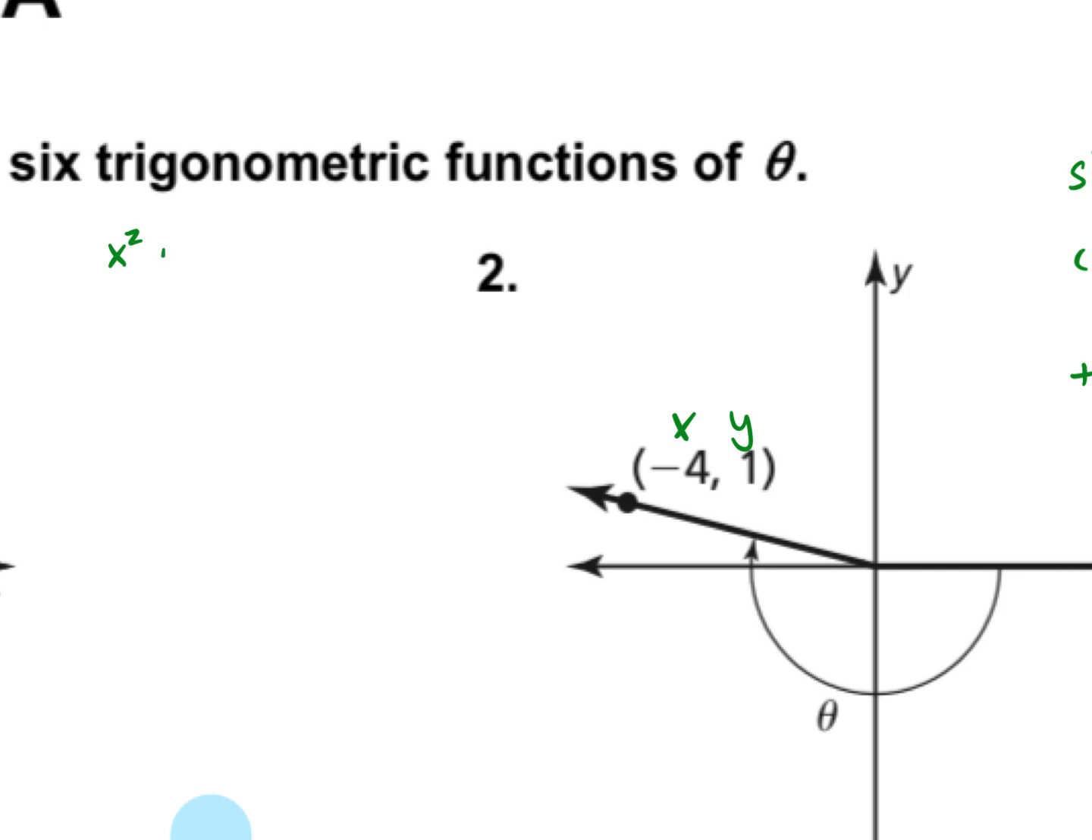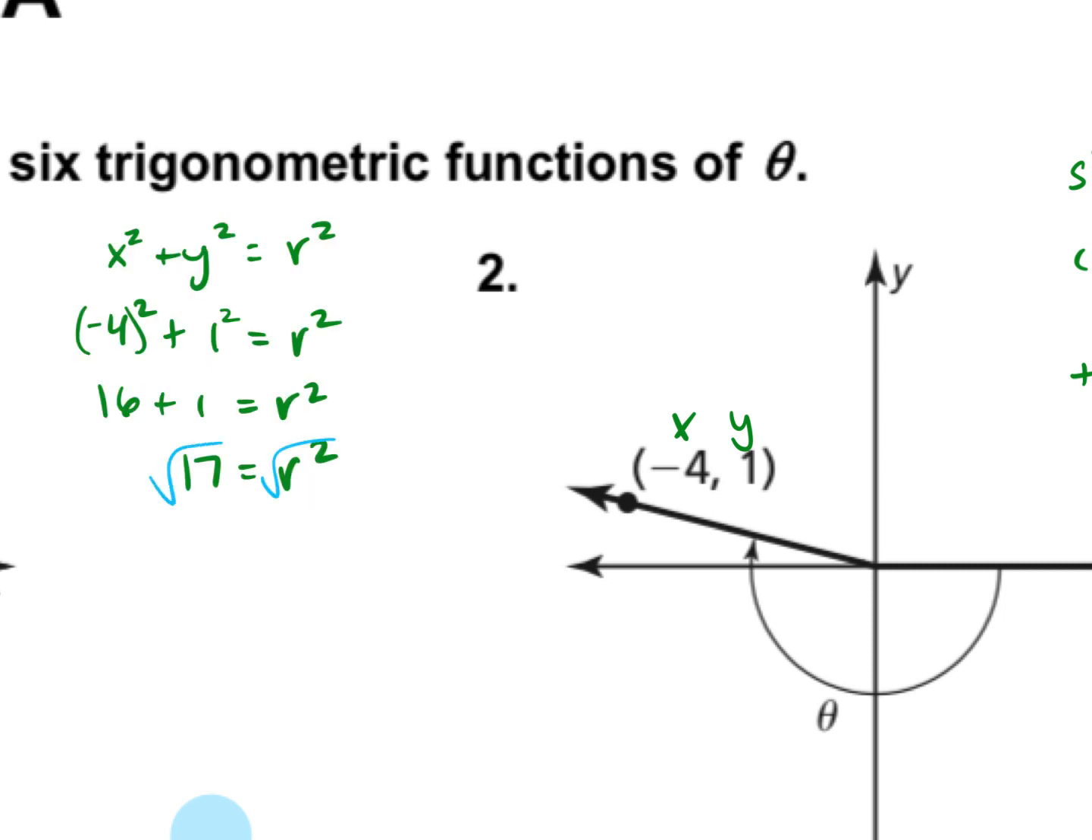So we use x squared plus y squared is equal to r squared. So x would be negative 4 squared plus 1 squared is equal to r squared. So 16 plus 1 is equal to r squared. 17 is equal to r squared. Take the square root. So r is the square root of 17. Always check to see if you can simplify your radical. What are 2 factors of 17? Do we have any other than 17 and 1? Nope, so can't simplify. So r would be square root 17.